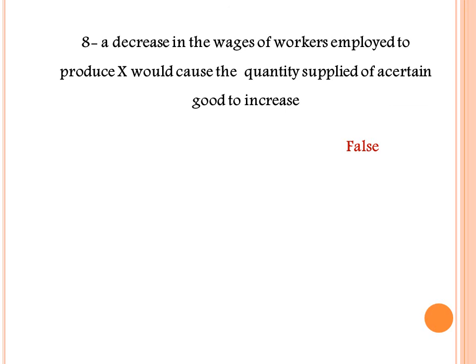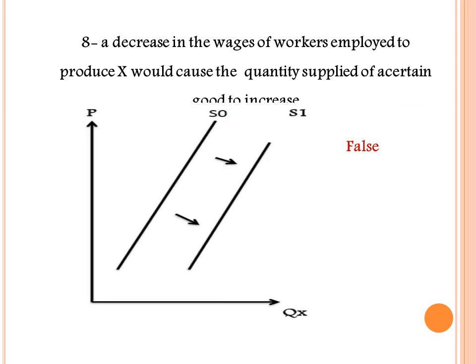production, of factors of production, like wages, the price of raw material, and the other factors, which is technology, subsidies, taxes. All other factors affect the supply of the product, and graphically it would affect the whole supply curve. So, a decrease in the wages of the workers employed to produce X would cause the supply of the product to increase. This could be represented graphically by rightward shift in the supply curve from S0 to S1.